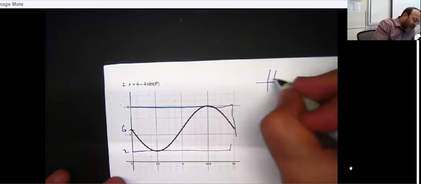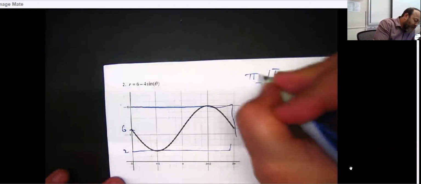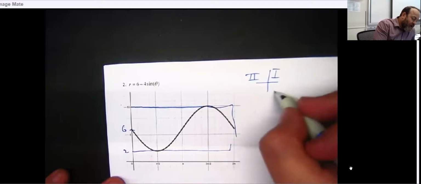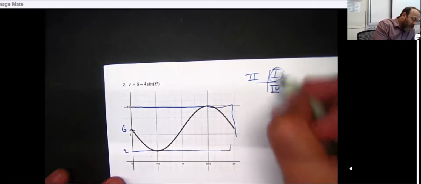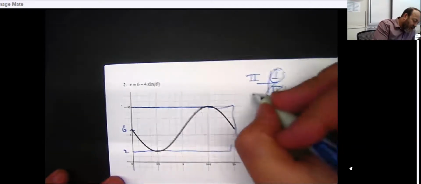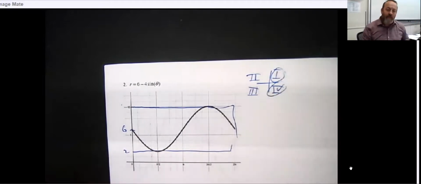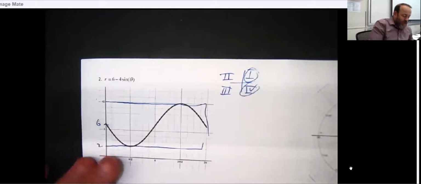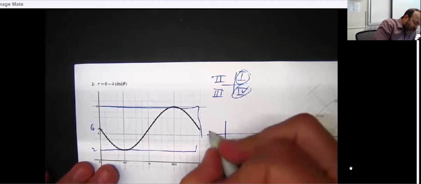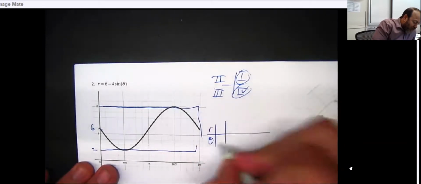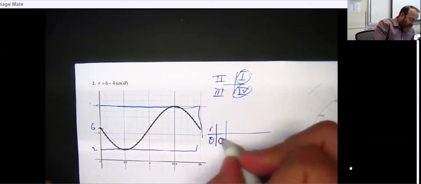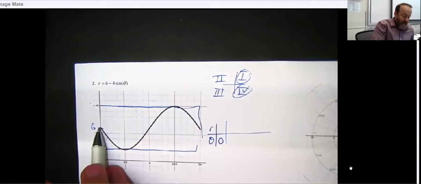It's a sine, so sines have nice y-axis symmetry. So what I would like to do is graph quadrants 1 and 4 and then allow that to inform me about 2 and 3. Again, going back to this, here's r and theta. Keep in mind when theta started at 0, the radius is right here at 6.